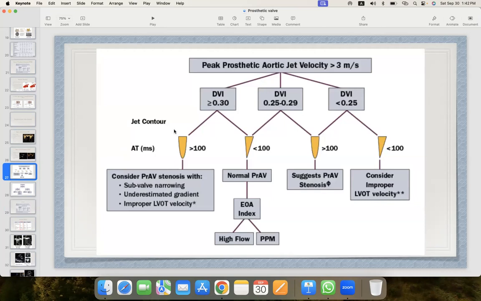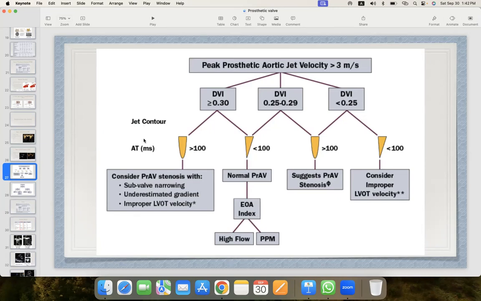The last thing, that if the patient has more than 0.3 dimensionless velocity index, but the acceleration time is more than 100, there are two possibilities: that maybe the patient has subvalvular narrowing, subvalvular membrane or something causing a narrowing, or LVOT obstruction causing narrowing. And that would be one differential diagnosis. The other thing also, that, is it clear? I don't know if you have a problem with the net.